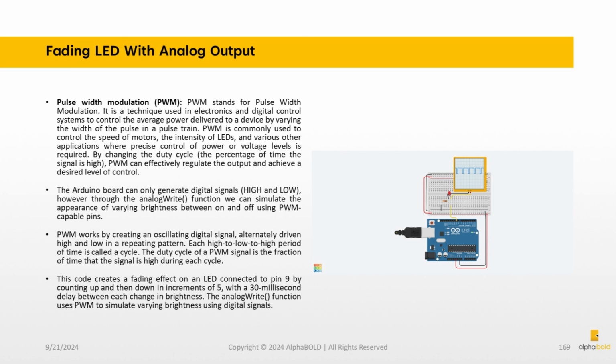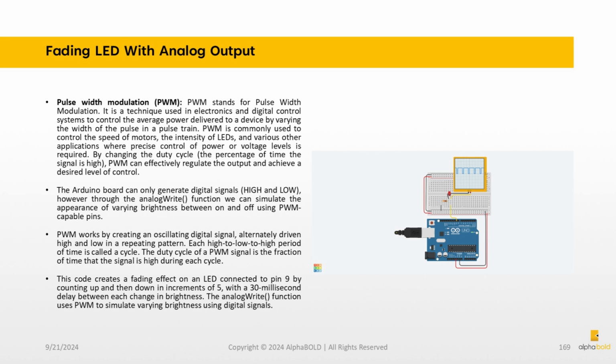The Arduino board can only generate digital signals, high and low. However, through the analogWrite function, we can simulate the appearance of varying brightness between on and off using PWM-capable pins. PWM works by creating an oscillating digital signal, alternately driven high and low in a repeating pattern. Each high to low to high period of time is called a cycle. The duty cycle of a PWM signal is the fraction of time that the signal is high during each cycle.